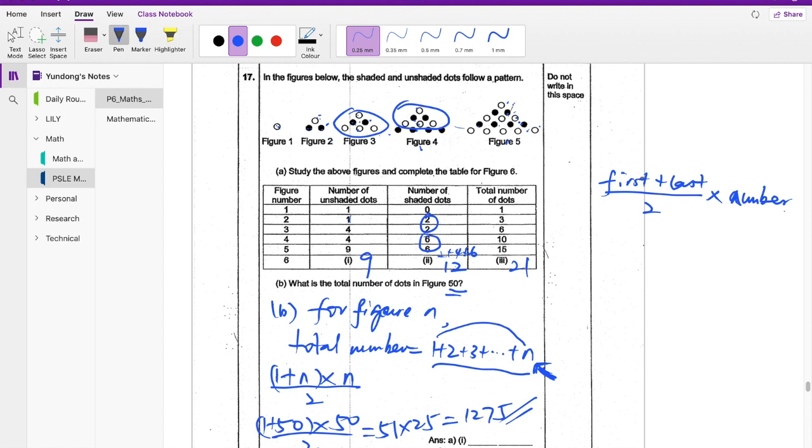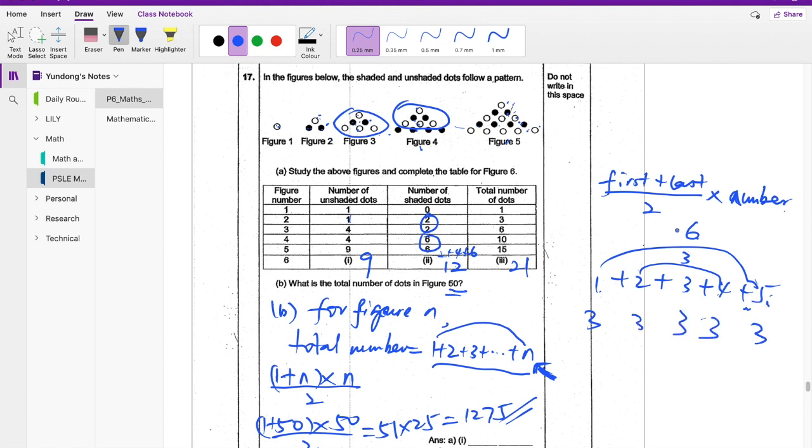How many numbers? Take for example 1 plus 2 plus 3 plus 4 plus 5. So 1 plus 5 equals 6, which means the mean value of these two is 3. These two are also a mean value of 3. So 1 plus 5 you can convert to 3 plus 3, and 2 plus 4 also you can convert to 3 plus 3, and 3. Here there are 5 numbers, so the average is 3 times 5. So the total amount is 15.